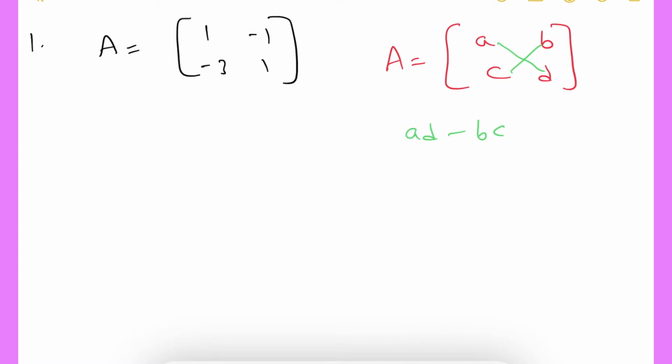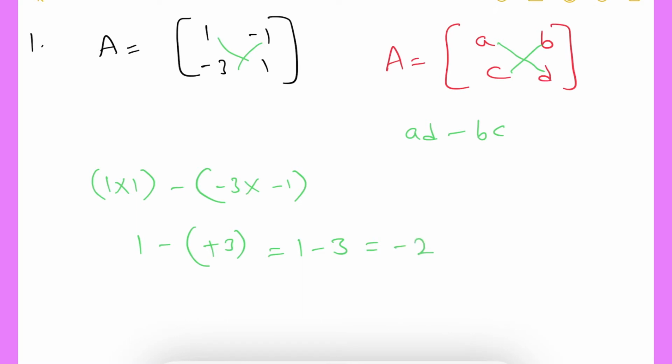So the determinant is 1 into 1 minus minus 3 into minus 1. 1 into 1 is 1, minus 3 into minus 1 is plus 3. So that is equal to 1 minus, minus 3, which is 1 minus 3. It is minus 2.